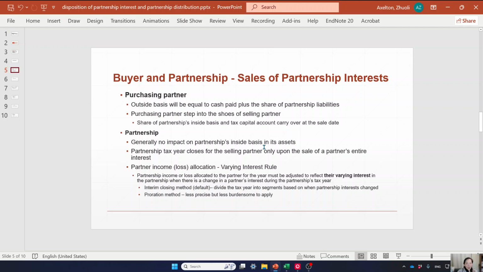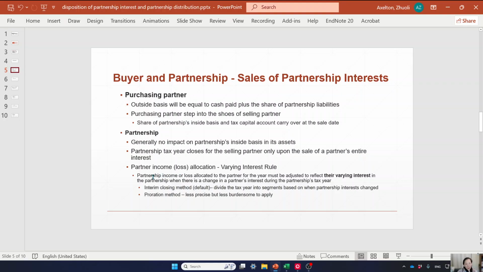And that goes back to the disposition of partnership interest. The purchasing partner, generally speaking, is pretty straightforward. The outside basis will be equal to the cash paid plus the share of partnership liabilities assumed. And the purchasing partner will step into the shoes of the selling partner in terms of the inside basis and the tax capital account. And for the partnership, generally speaking, there's no impact on the partnership's inside basis in its assets. And the partnership tax year closes for the selling partner only upon the sale of the partner's entire interest.